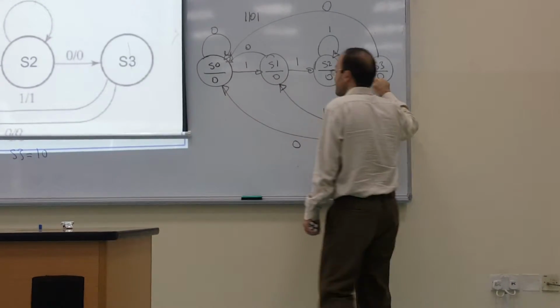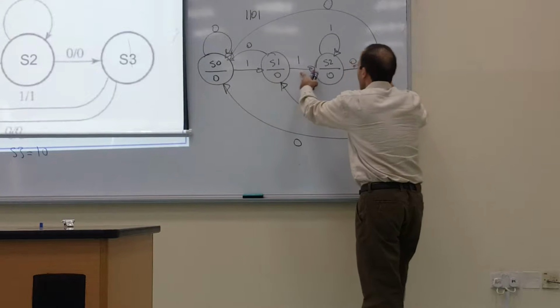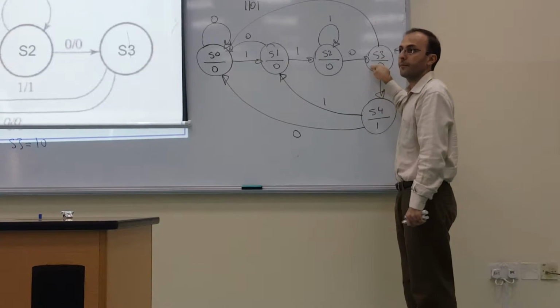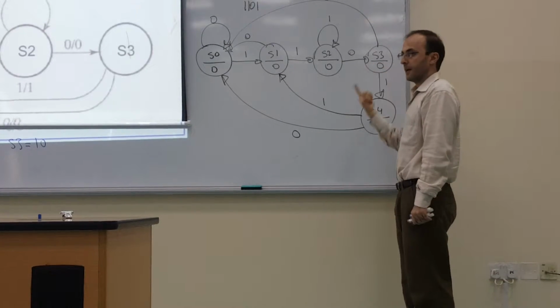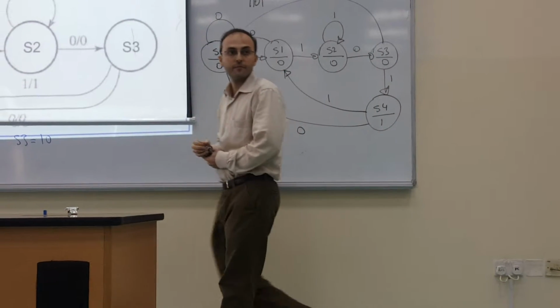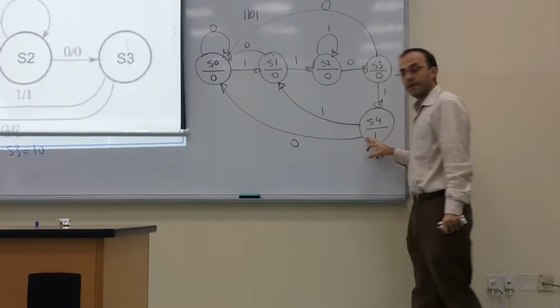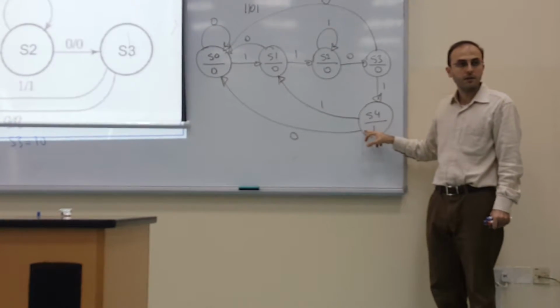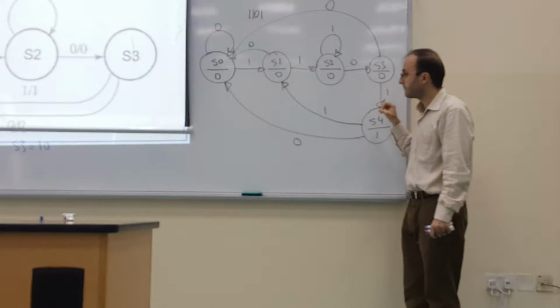Did I receive all the sequence? At S3, I received 1, 1, 0. I did not receive the last 1. Right? So it can be 1. Okay, why S4? Why go to S1? Why not to S0? Here at S4, why didn't it go to S0 when it had 1? Well, because I have. Okay.